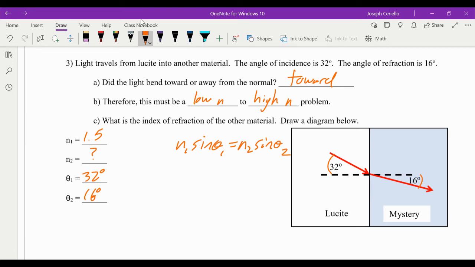So n1 is going to be 1.5. Theta 1 is going to be 32 degrees. I don't need to put the units in now because they're already in the givens. n2 is going to be my unknown. It's a mystery material. Sine of theta 2 is sine of 16 degrees. All right, so 1.5 times the sine of 32.